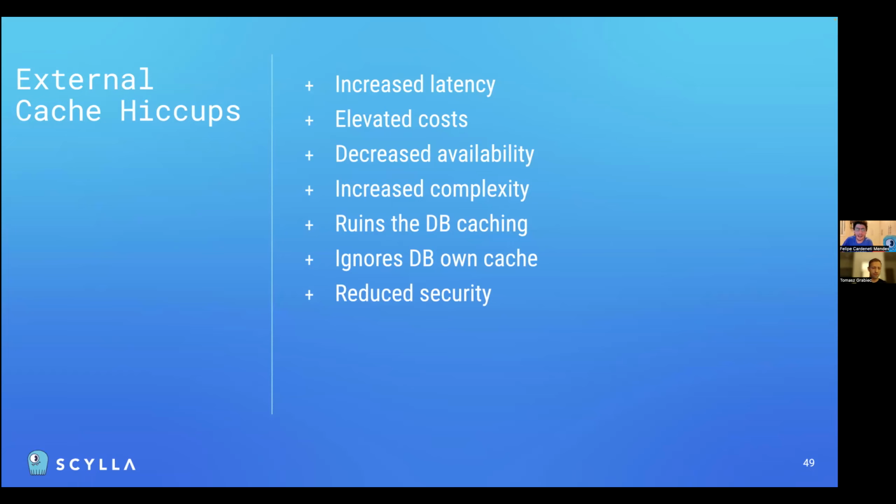So let's now switch focus to highlight some of the problems involved when you make use of an external cache. We have listed here 7 reasons related to latencies, costs, complexity, and so on. We will quickly walk you through these points. It's worth noting that we have a very detailed white paper where we discuss each of these aspects in depth. So you may want to give it a read as a follow-up to this webinar.